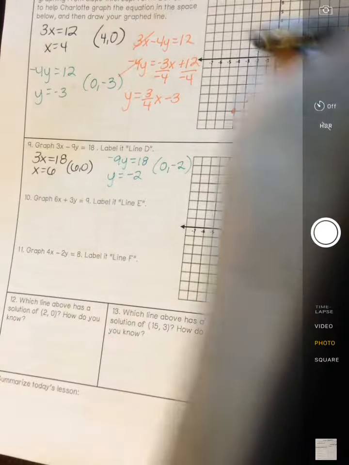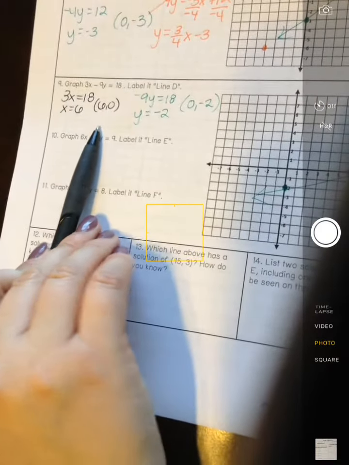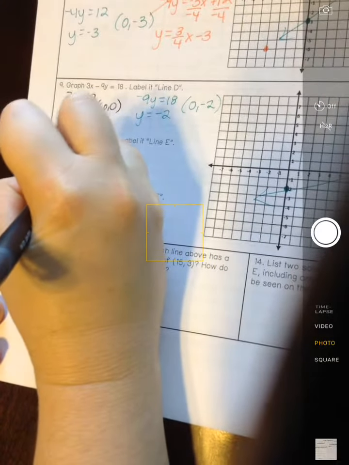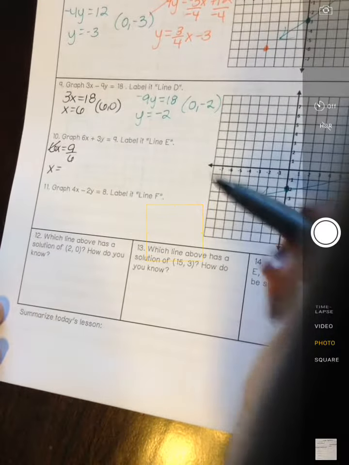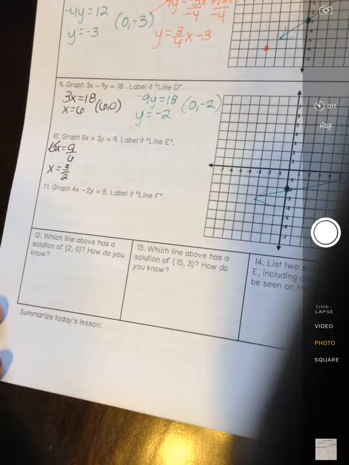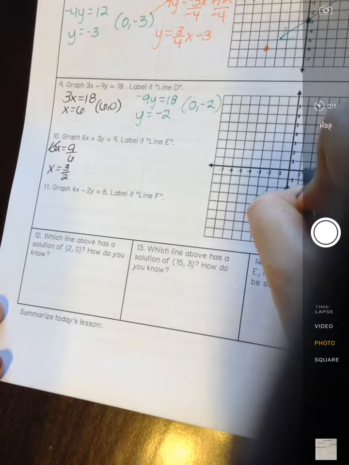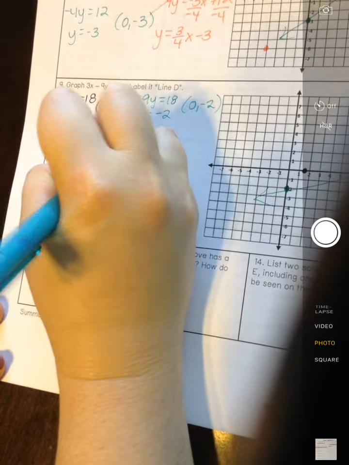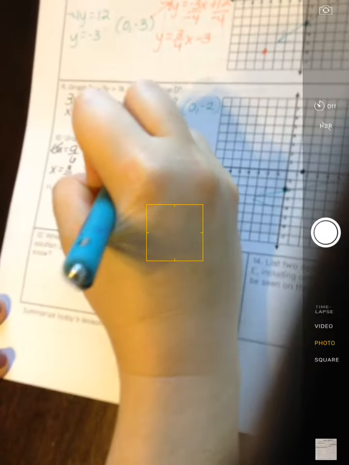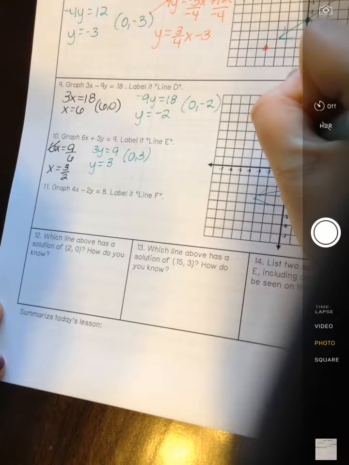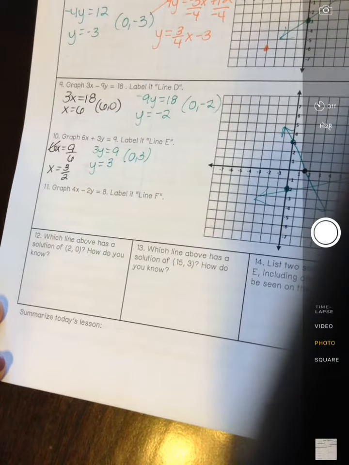Number 10, cover up. 6x equals 9. If I divide by 6, I would have x equals 3/2, or 1.5. So right in the middle. If I do the opposite way, I'd have 3y equals 9. So y equals 3. Which would be E.